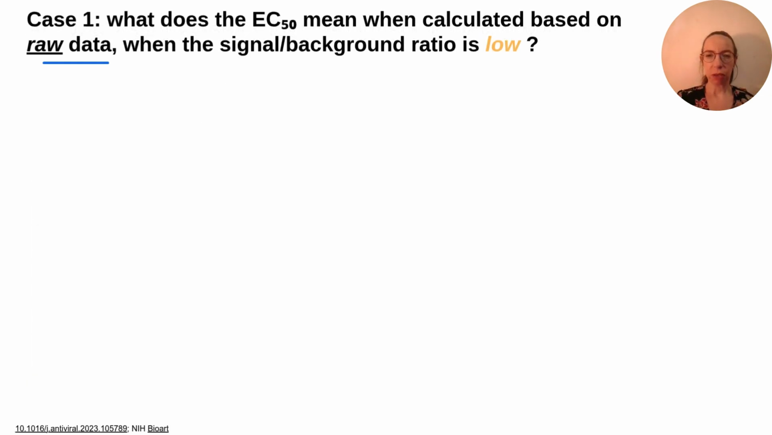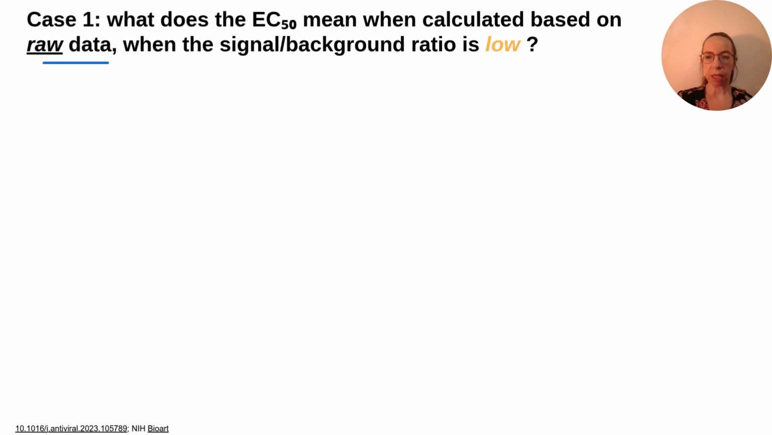To understand what log transformation does to EC50s or EC90s, we will walk through a series of cases where the signal to background ratio of the assay is either low, intermediate, or high, and either raw data or log transform data is being used. So in the first case, case 1, the signal to background ratio is low and raw data is being used for analysis.